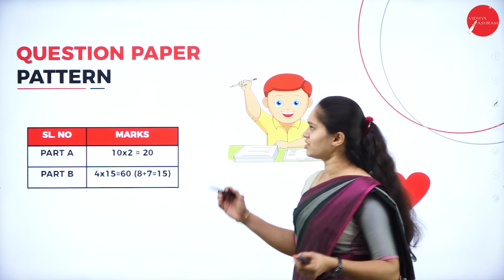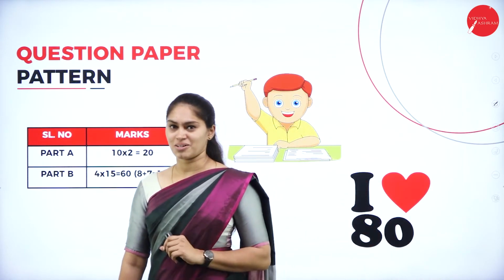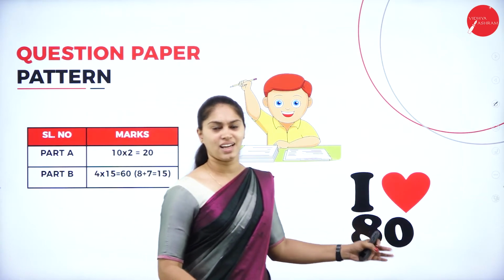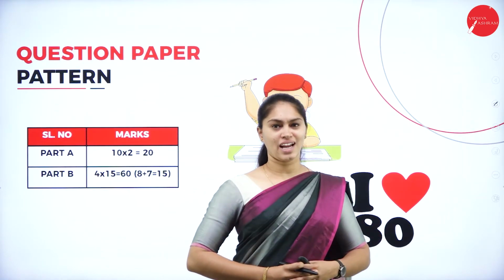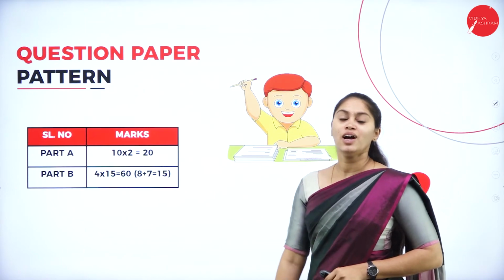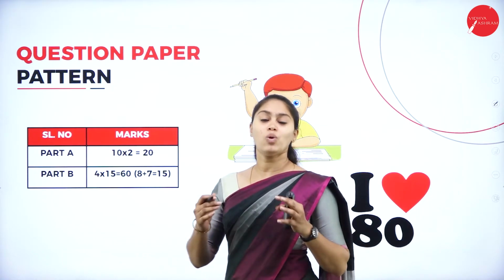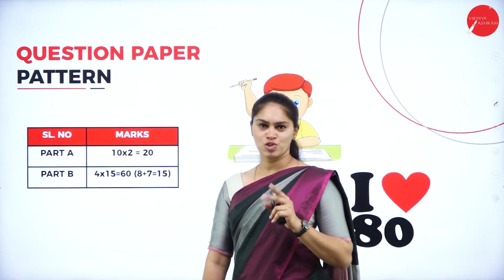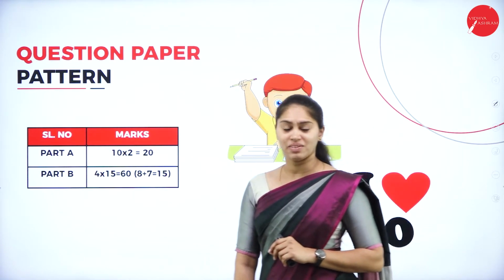Now we'll see the question paper pattern. As I told, this will be for 80 marks. Everybody loves 80. I just want to get 80 on 80 in this subject. Then what is the marks distribution? How will be the question paper pattern? We'll see now. Totally it comprises 2 parts. One is part A and another one is part B.